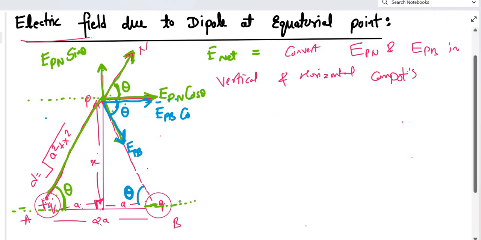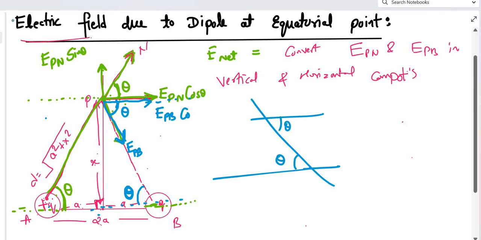If you watch carefully, these two lines are parallel, and this is the cutting line, correct? So if this is theta, this will also be theta, by the law that if there are two parallel lines and one transversal line, then alternate angles are equal. If this is theta, this is theta.